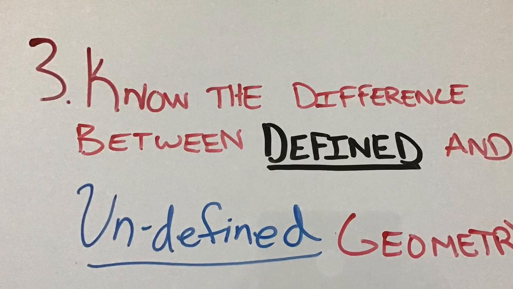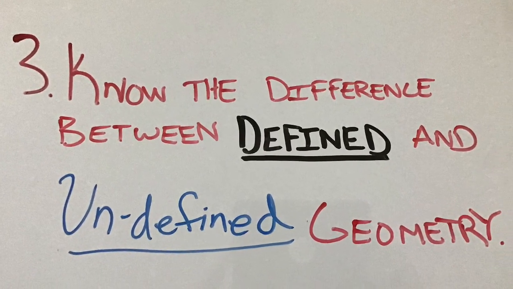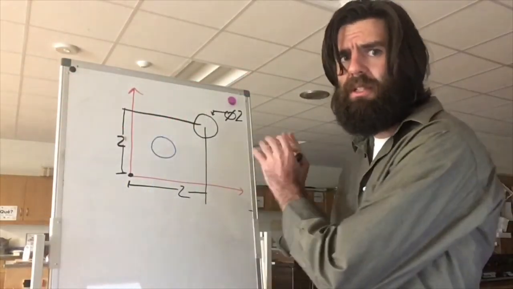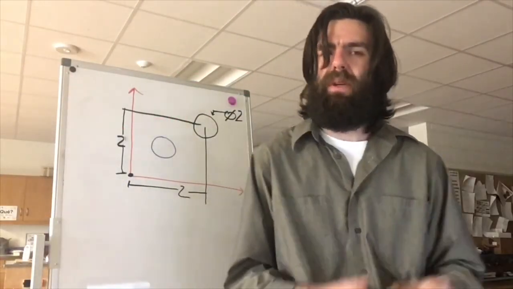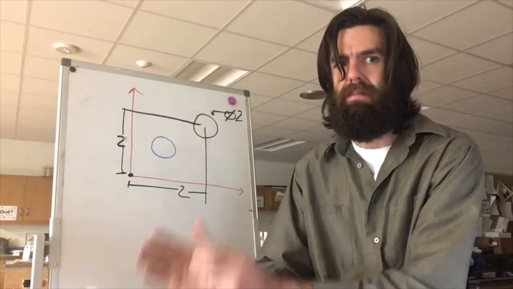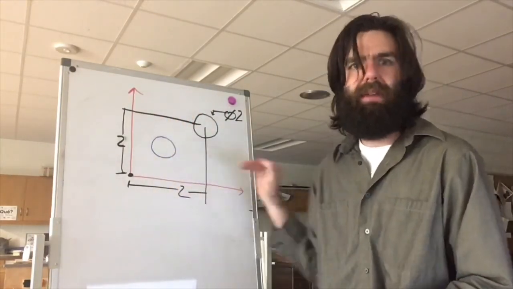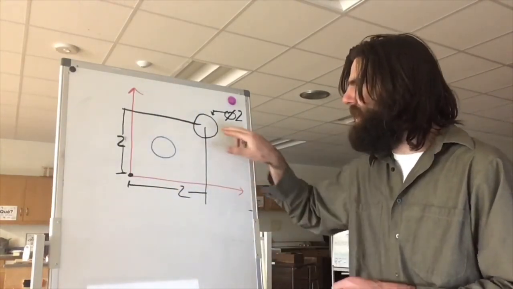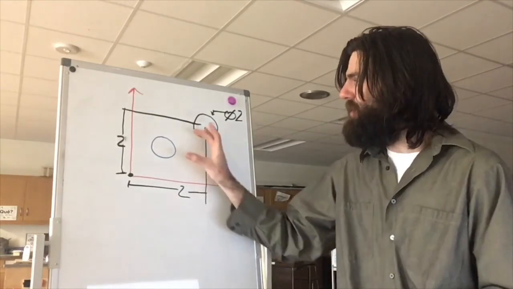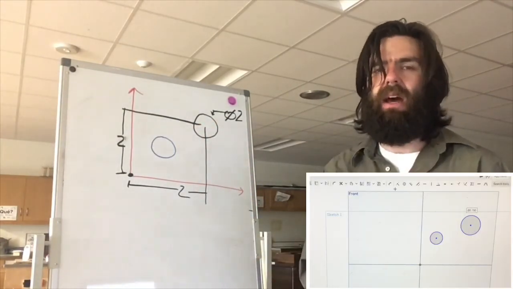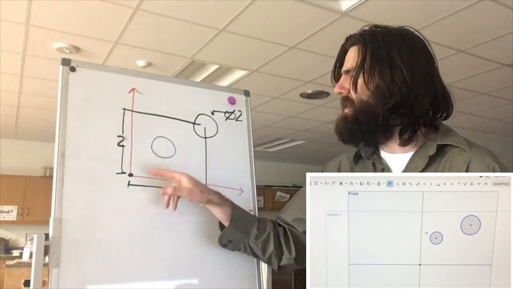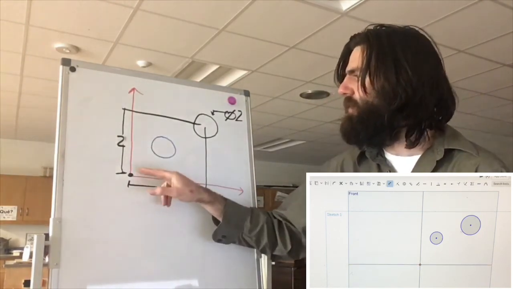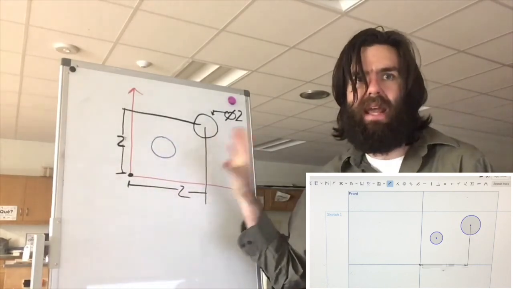Know the difference between defined and undefined geometry. In your 2D toolbox, when you're doing your sketch work, you need to know the difference between blue geometry and black geometry. So these red lines you could think of as a graph, an x-axis and a y-axis, and on that graph I have plotted two circles. The blue circle right now has nothing telling it what to do. It doesn't have to be so far from the origin. It doesn't have to be so far above the origin. It doesn't even have to be any particular size.